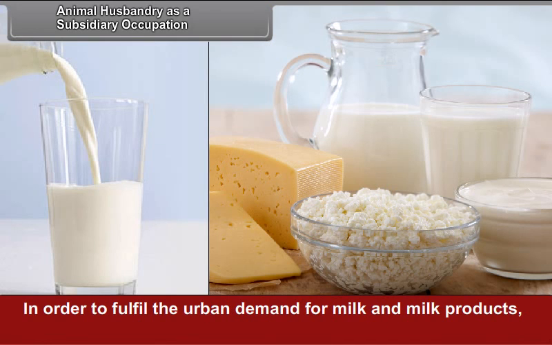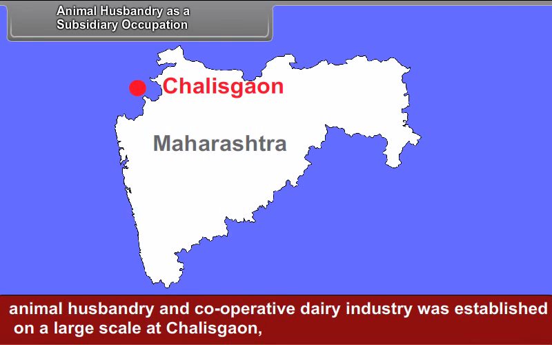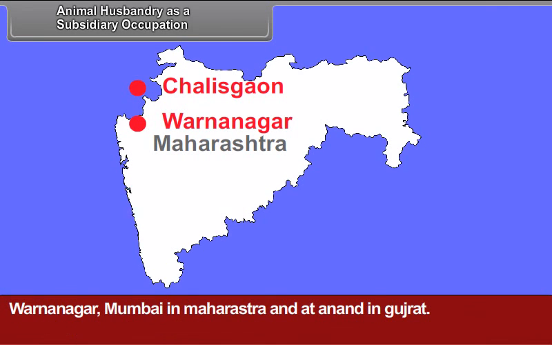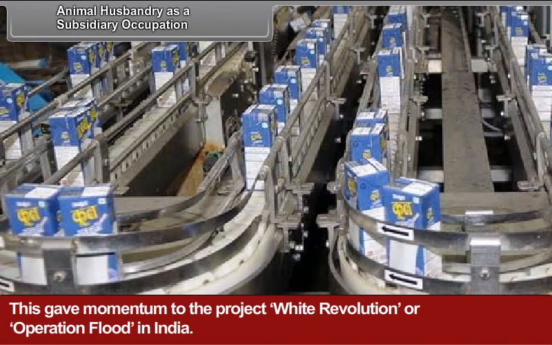In order to fulfill the urban demand for milk and milk products, animal husbandry and cooperative dairy industry was established on a large scale at Chalisgaon, Varnanagar, Mumbai in Maharashtra, and at Anand in Gujarat. This gave momentum to the project White Revolution or Operation Flood in India.